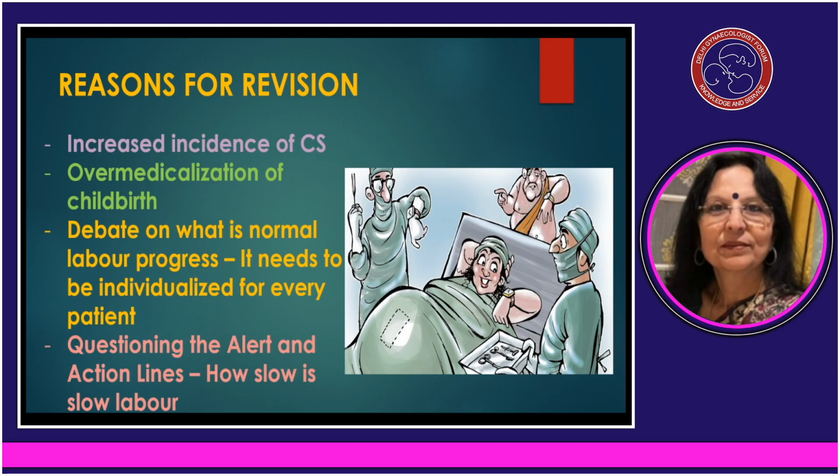So what were the reasons for revision? Number 1, again, increased incidence of cesarean section, over-medicalization of childbirth. Then a debate on what is normal progress. Now we know that labor does not move according to 1 centimeter per hour. So it needs to be individualized for every patient. And then also questioning the alert and the action line. How slow is this slow labor? So this was a very big question which was coming up.